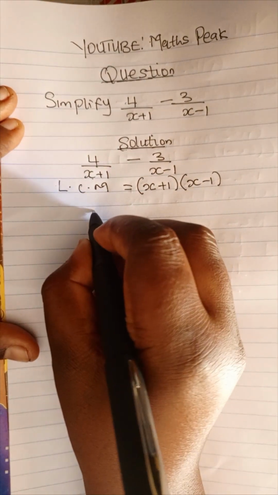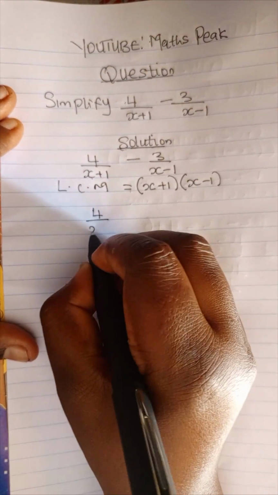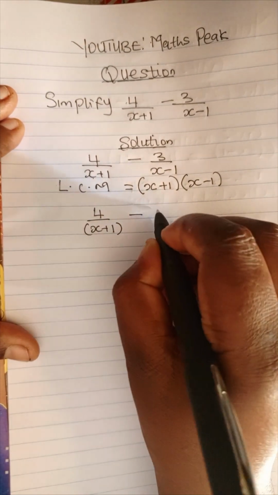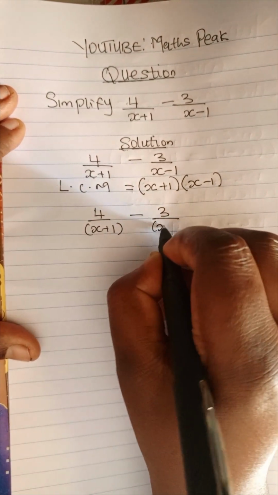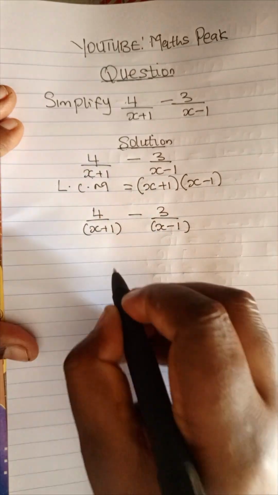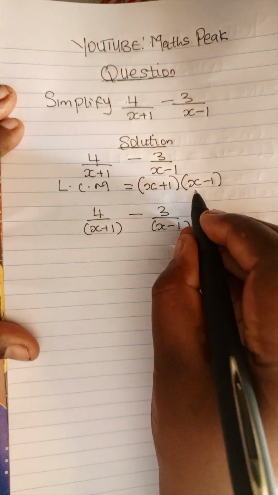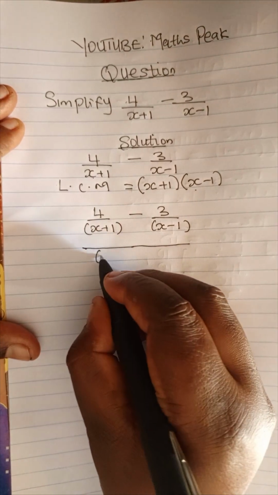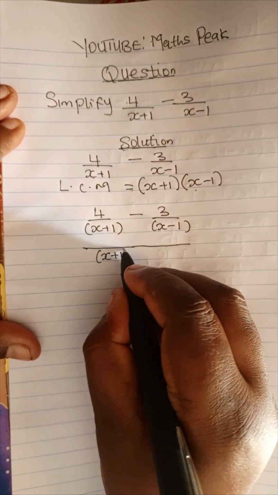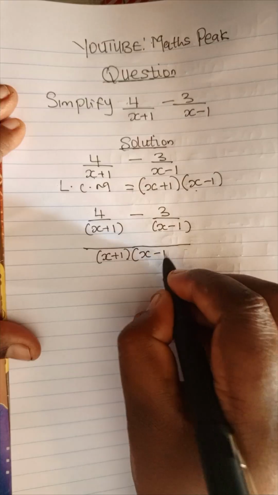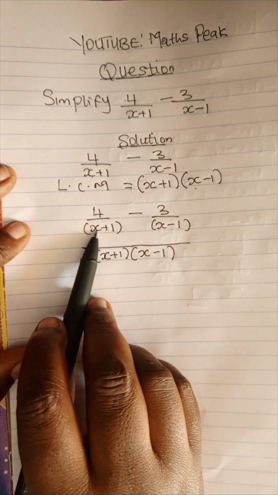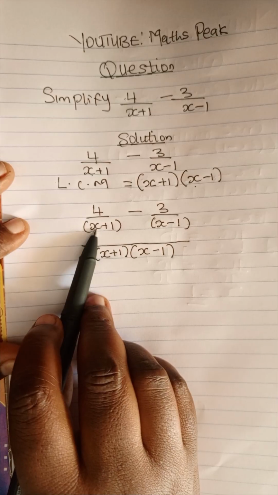So let's bring down the fraction. We have 4 over x plus 1, you can put this in a bracket, minus 3 over x minus 1, close the bracket. Now since we have our LCM, you can put your line under, then put the LCM under it: x plus 1, close bracket, x minus 1, close bracket. So we are going to simplify each of them. Let's start with the first one.